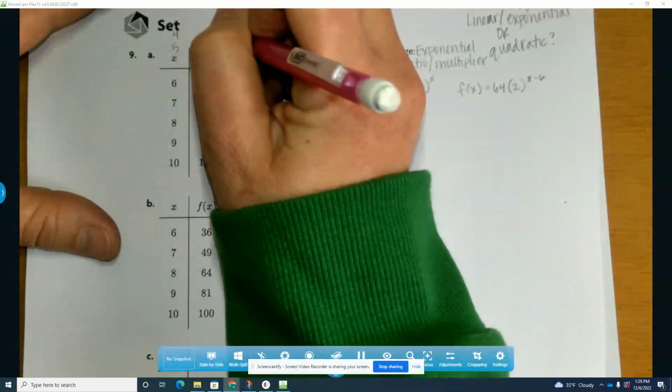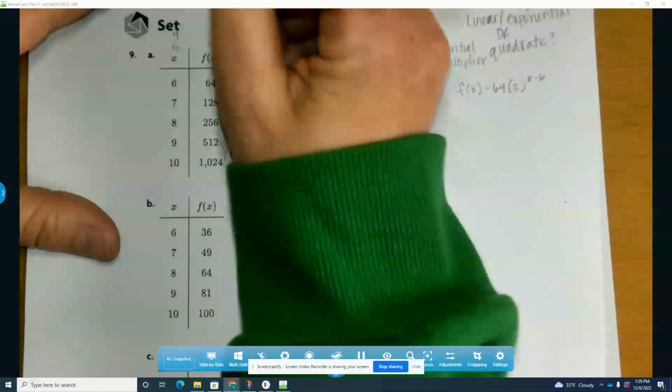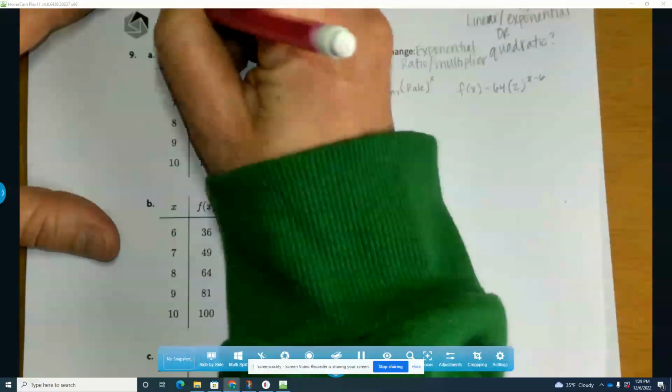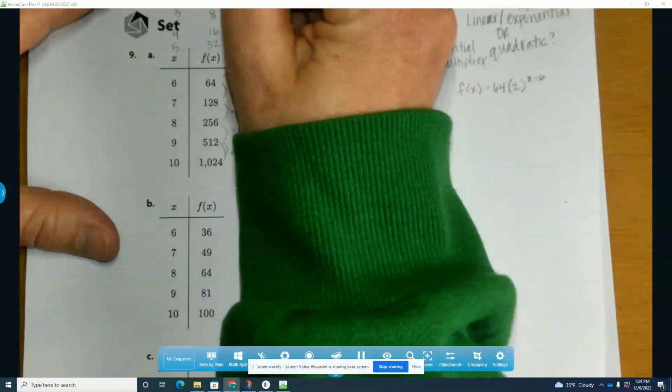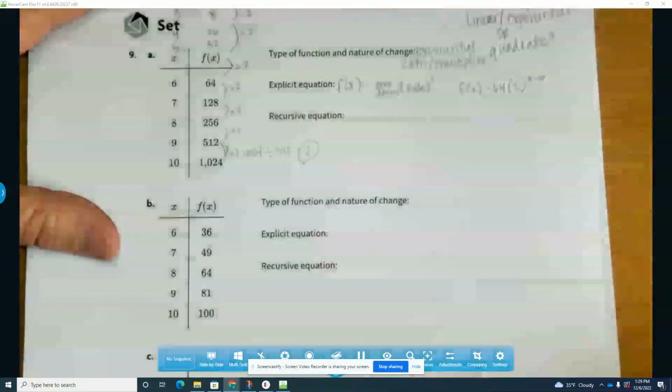So the fourth term is 16. The third term is 8. The second term is 4. The first term is 2, and the zero term is 1.